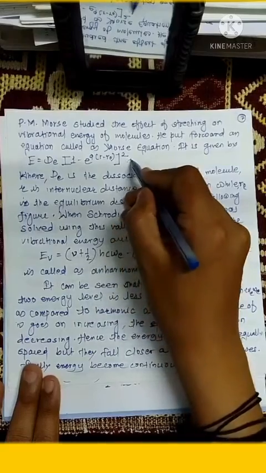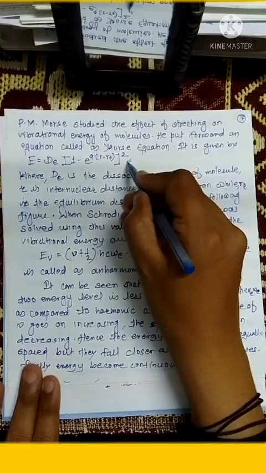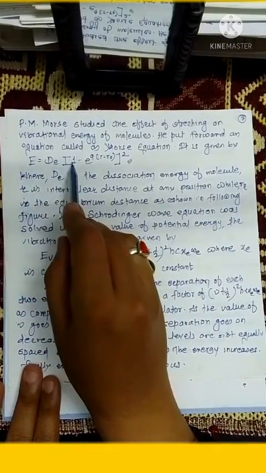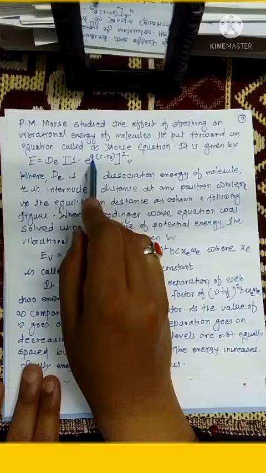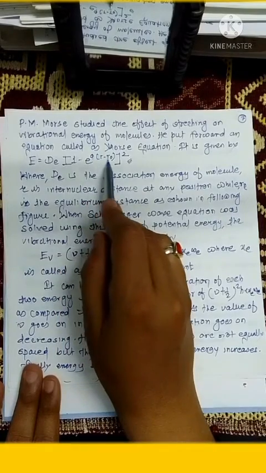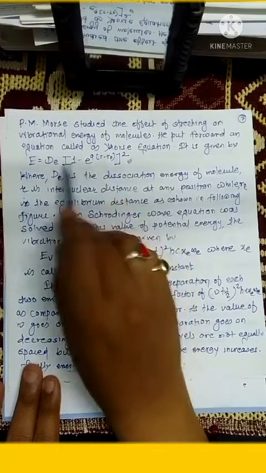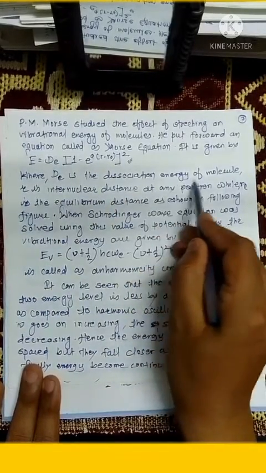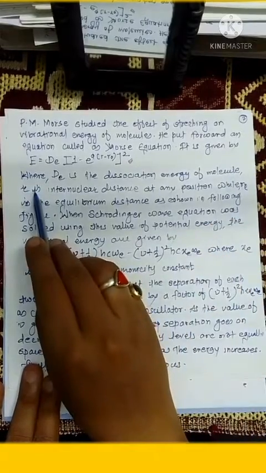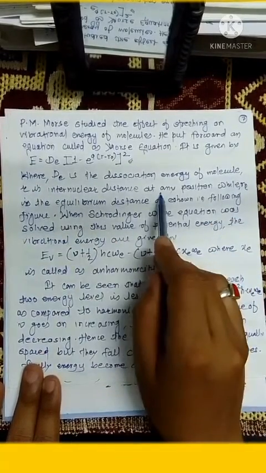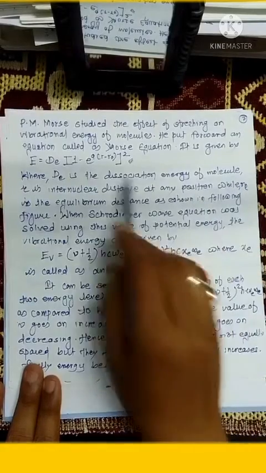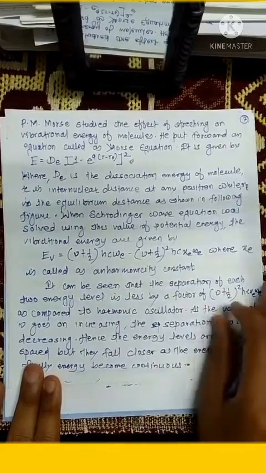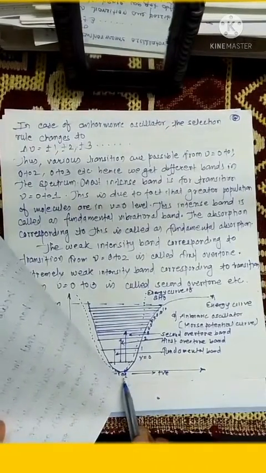Generally, this equation is asked as a 1 mark question in exam. It is given by E is equal to D into bracket 1 minus e raised to the power a into bracket r minus r0 bracket close, whole bracket square, where D is the dissociation energy of a molecule, r is internuclear distance at any position, while r0 is the equilibrium distance, which is shown in this diagram.